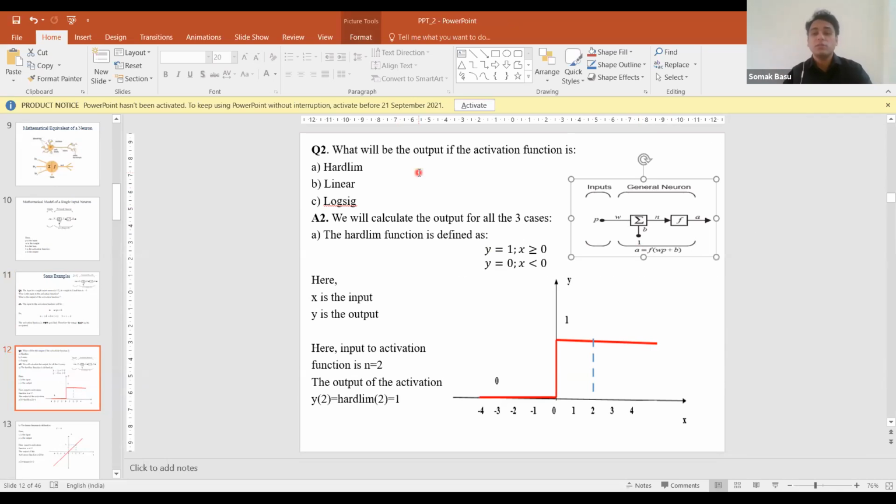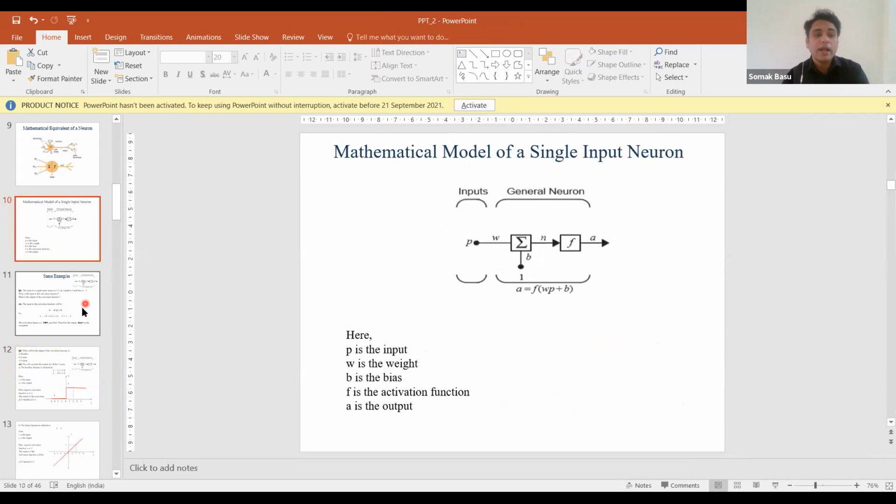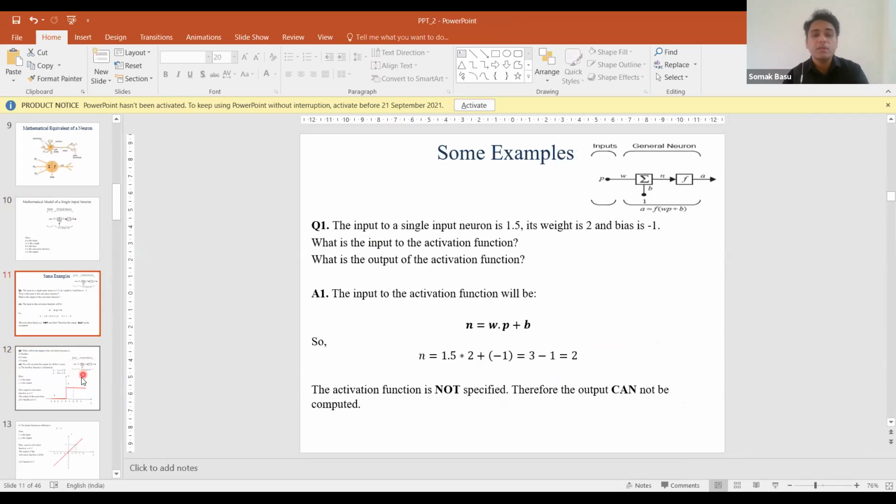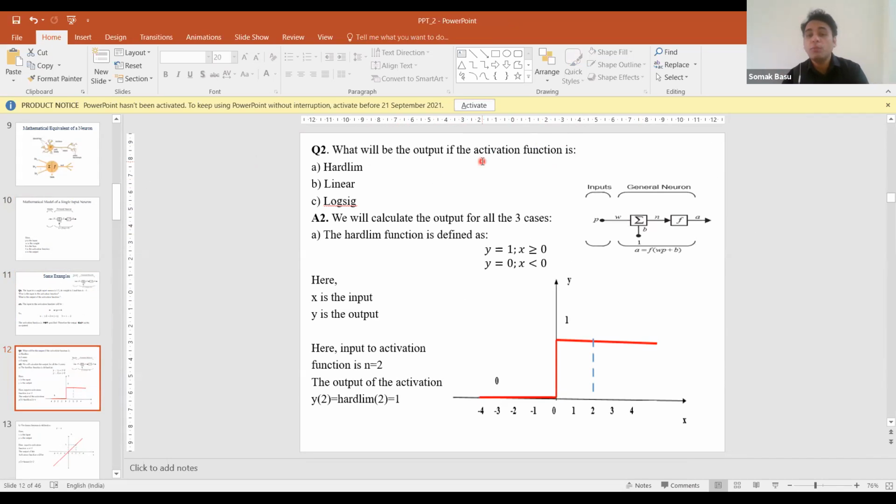Okay, so say in this example, what will be the output if the activation function is... Now see what they are saying. They're telling you, what will be the output if the activation function is, they have given you three cases: hard limiting function, log sigmoid function, and the linear function.